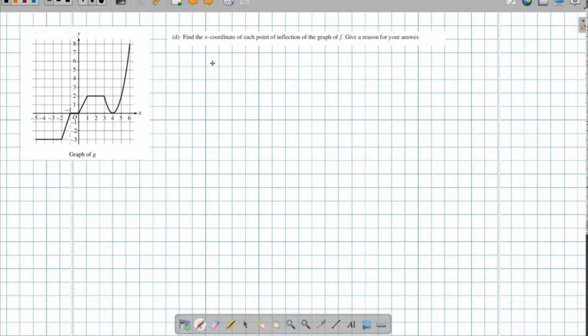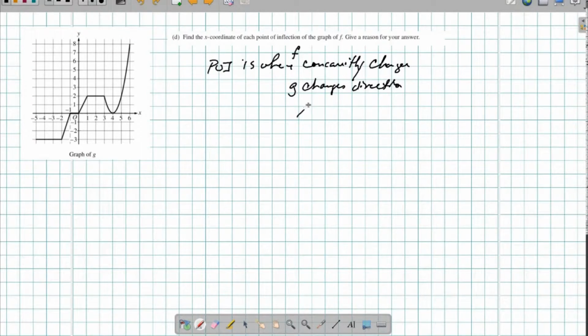Keep in mind that a point of inflection is where concavity changes. So I want to know where f's concavity changes. That means I want to know where g changes direction, either from increasing to decreasing or from decreasing to increasing. And I'm looking at this and I'm going from constant to increasing, so this is not going to be a point of inflection. Increasing to constant, so that's not going to be a point of inflection. Constant to increasing, no. Increasing to constant, no. Constant to decreasing, no. Decreasing to increasing, this is the only place where g actually changes direction.